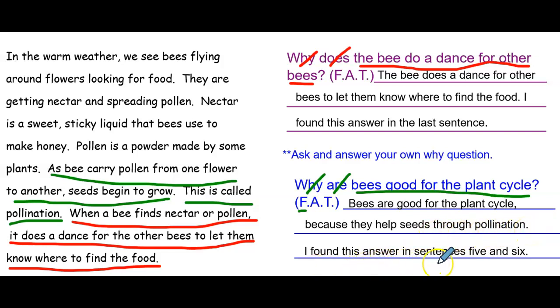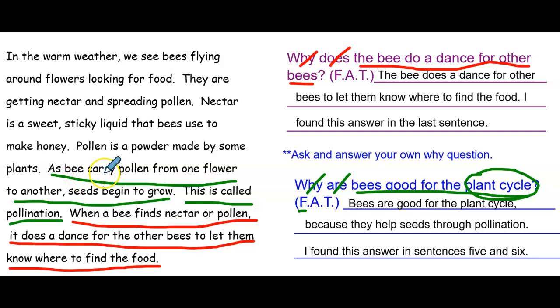I found this answer in sentences 5 and 6. Remember, boys and girls, the words in the question may not match up with any of the words in the passage. We have to actually think about what the question is asking us. Well, I know that in a plant life cycle, the plant starts off as a seed and then grows into a plant, then makes new seeds, and then dies.